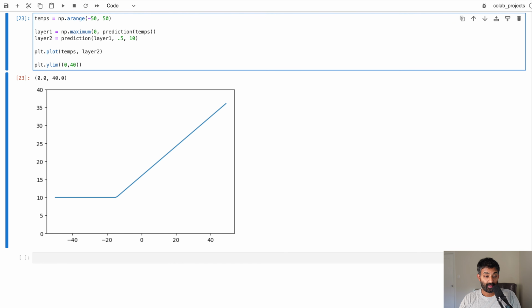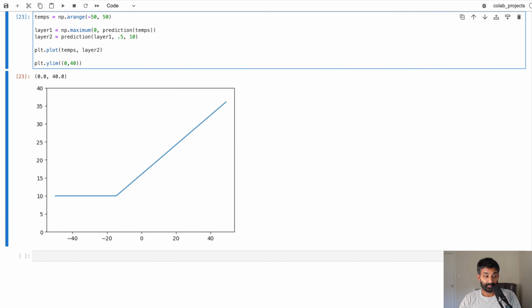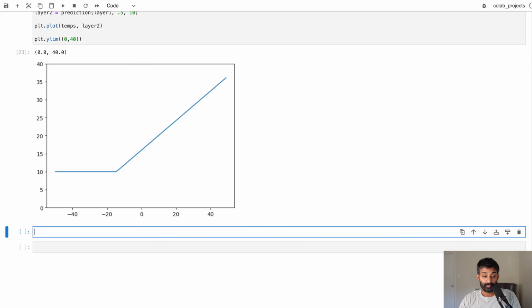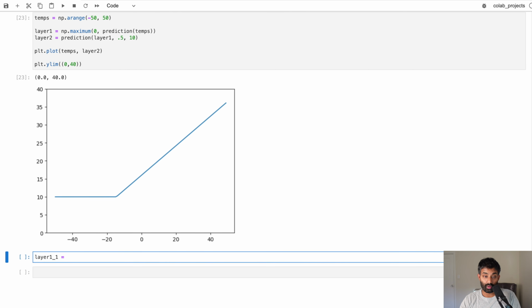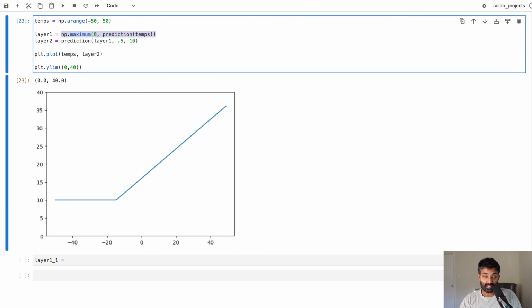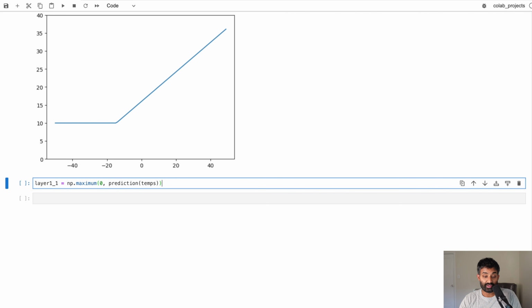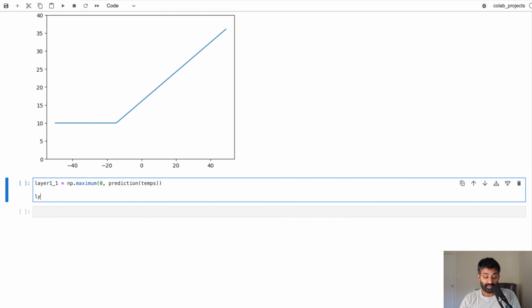All right, so let's see what this looks like. Let's go back to layer 1. Let's say we have layer 1 unit 1, which I'll call layer 1 underscore 1. And let's say that's just from earlier, what we used to predict layer 1. And let's say we also have layer 1 unit 2.